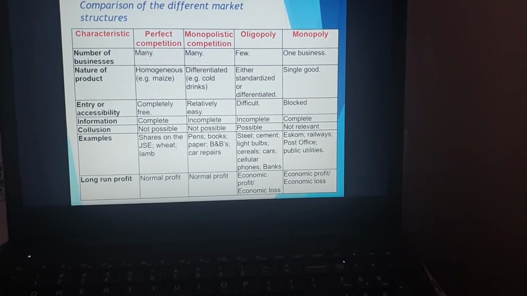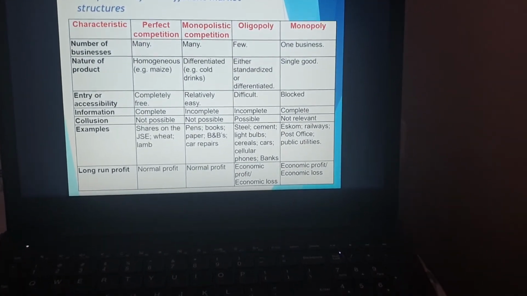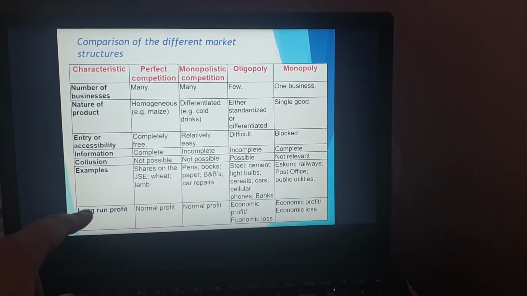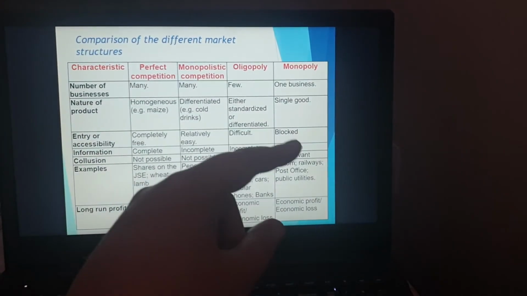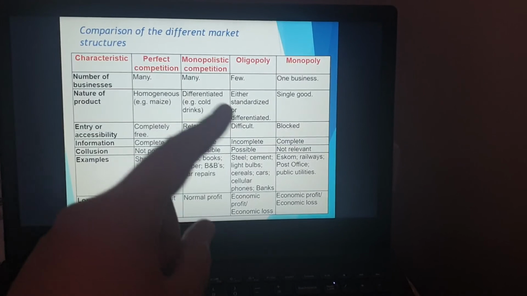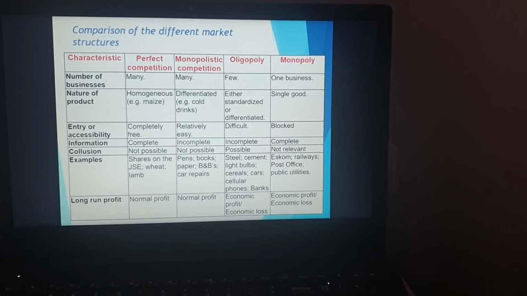This table is very nice. It basically summarizes for you the characteristics. So there's a name of the characteristics and then each is discussed here. So if you were to write it as an essay question, you must just write it out in full sentences to get 2 marks each.